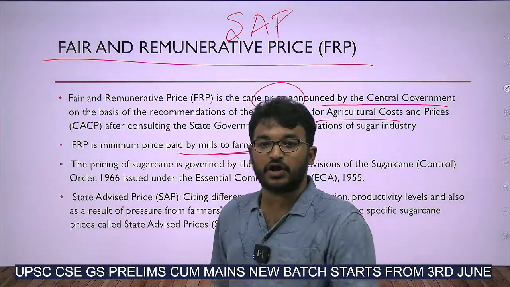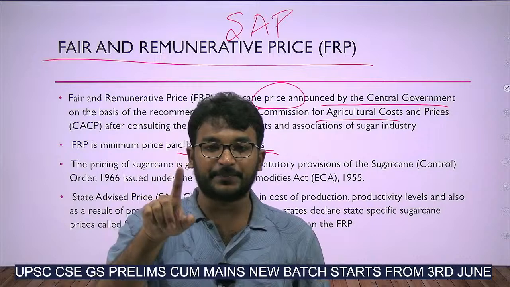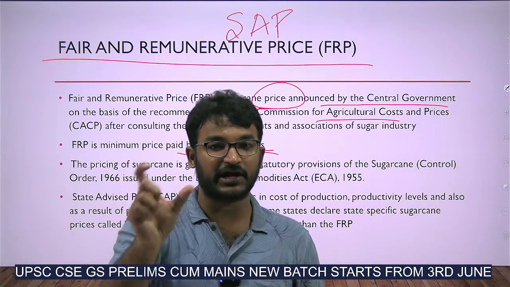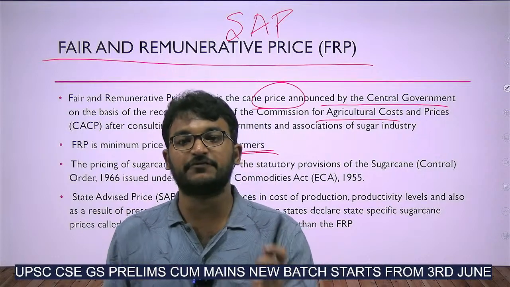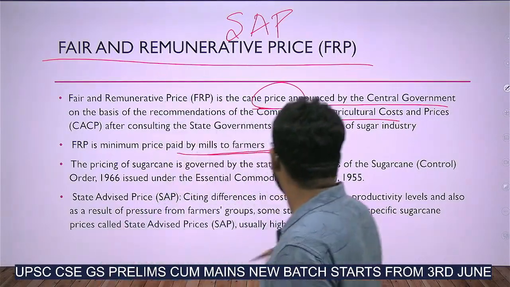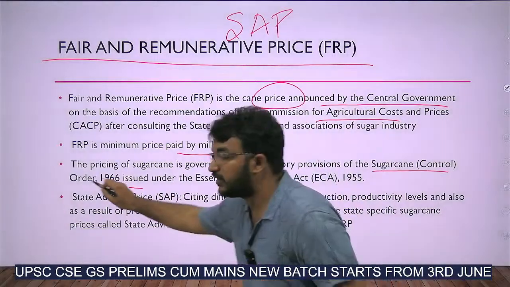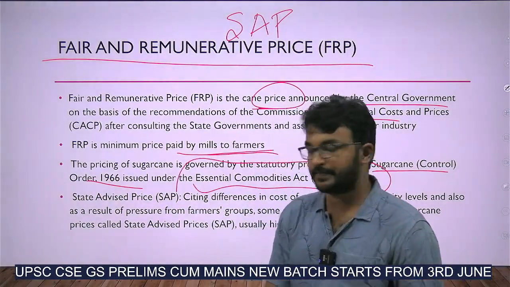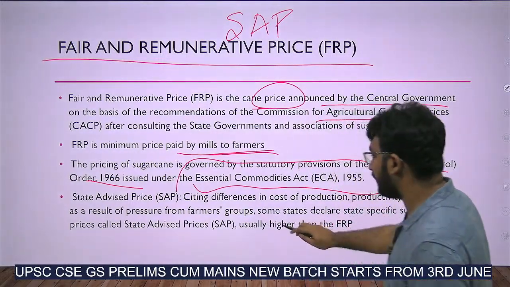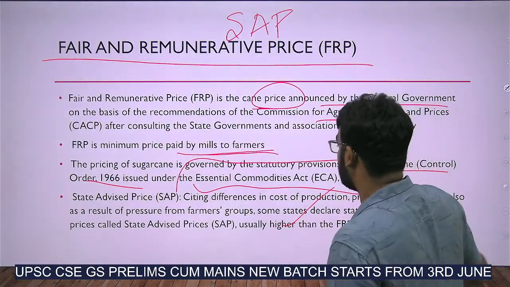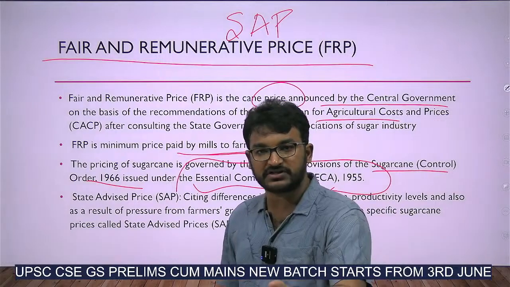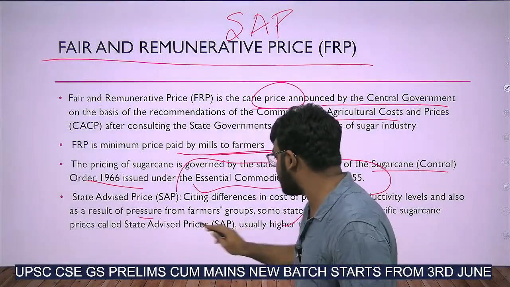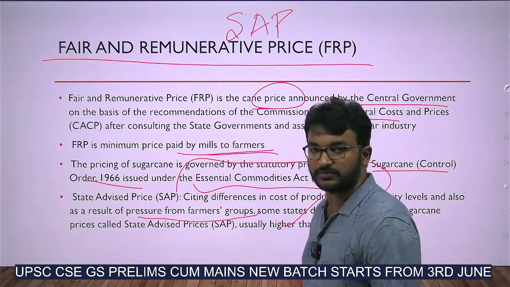And yesterday in our polity class we saw the pricing of drugs, which is based on the Drug Price Control Order. Okay. Similarly, for the pricing of sugarcane, there is the Sugarcane Control Order issued under the Essential Commodities Act 1955. And I told you about the state advised price also. Why should governments go for the state advised price? As I told you, because of election pressure or pressure from the farmers. Okay.